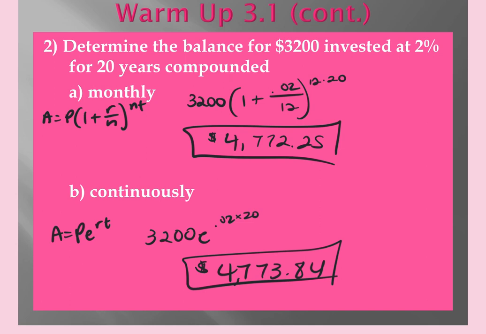Be careful how you type things in. I would say just watch how you do your order of operations. If you type it all the way in, straight out, your calculator should know how to do that. But if you're using a simpler scientific calculator, you have to work backwards. You do the 0.02 divided by 12, then plus 1, then raise it to the power, then multiply by 3,200. It should make sense logically.